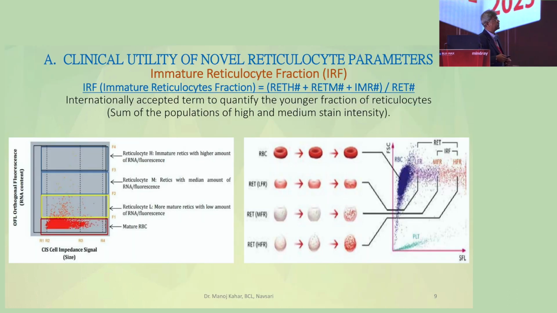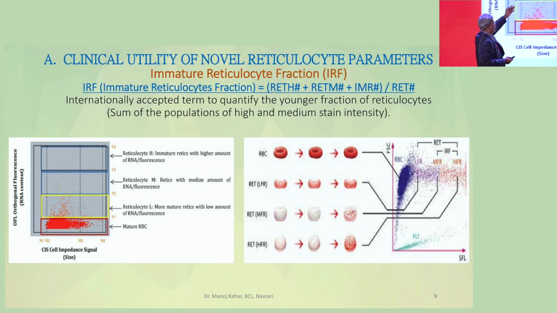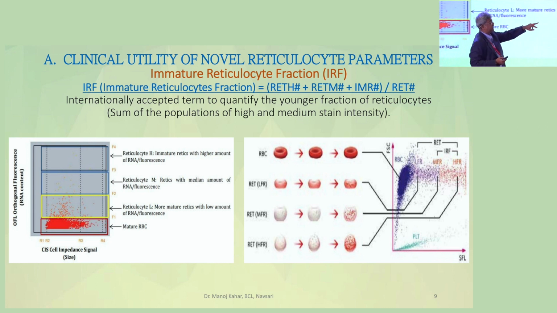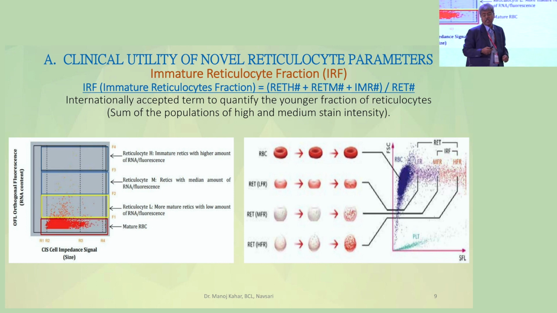Now, the first parameter which we report is the immature reticulocyte fraction. It is an internationally accepted term to quantify the younger fraction of reticulocytes. So if you go to the Heilmeyer classification, this could be group 1, group 2. And some of the populations of high and medium stain intensity is our IRF. And I have given the formula also for how the manufacturers calculate this IRF. If you see here, the IRF is basically the high fluorescent and medium fluorescent. Even in that graph, if you see, the HFR and MFR are together taken as the IRF.